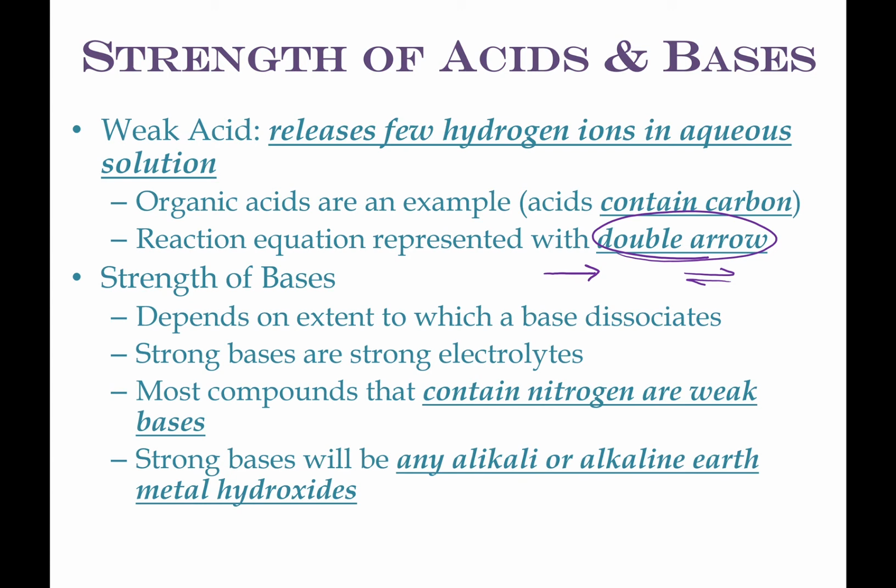How strong is a base? Well, it depends on the extent to which it dissociates. So strong bases are also strong electrolytes. Most of our compounds that contain nitrogen are weak bases. So these would be our organic bases. Strong bases are going to be any alkali or alkaline earth, so this is group 1 or group 2 metal hydroxides, just like we mentioned a few slides ago.